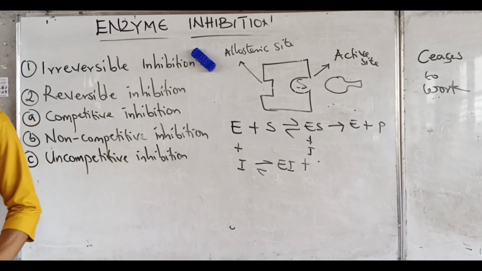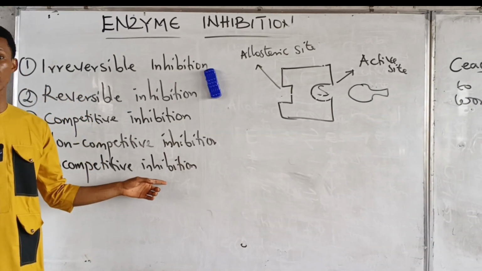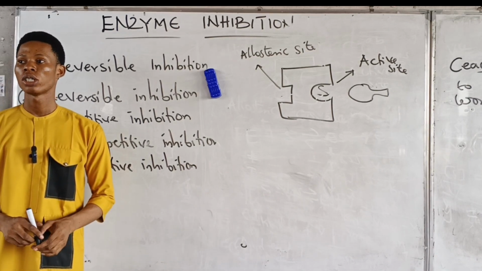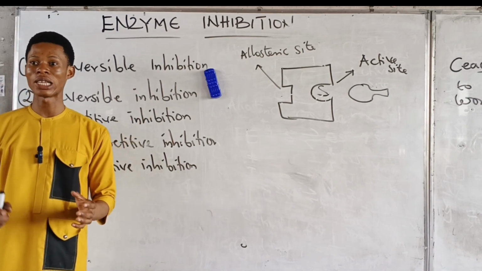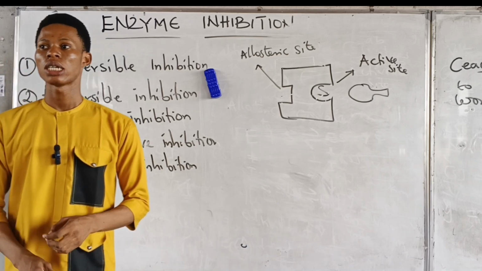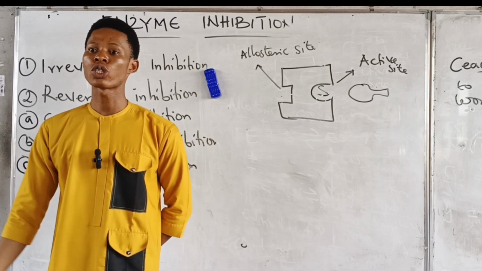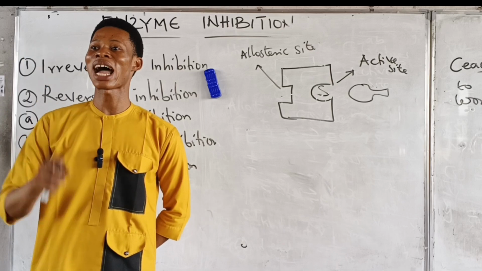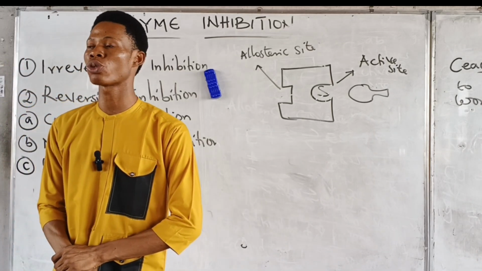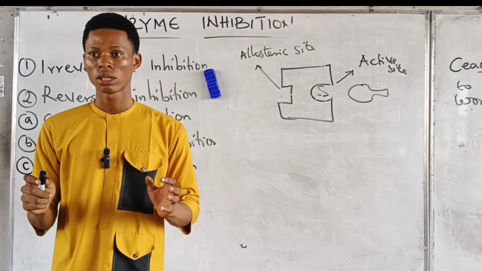Now, let me explain the uncompetitive. In uncompetitive inhibition, the inhibitor does not have the same shape as the substrate also. But the problem with uncompetitive inhibition is uncompetitive inhibitors will allow you to succeed first. Will allow you to get into the university first before you start acting. So uncompetitive inhibitors can only bind to enzyme substrate complex. They cannot bind to free enzyme. Are we following?